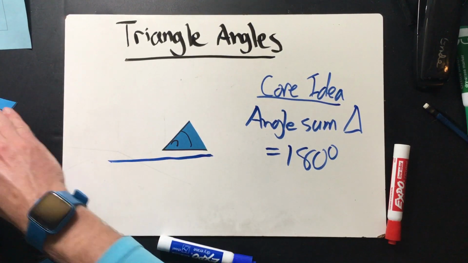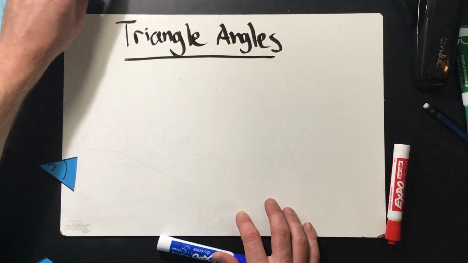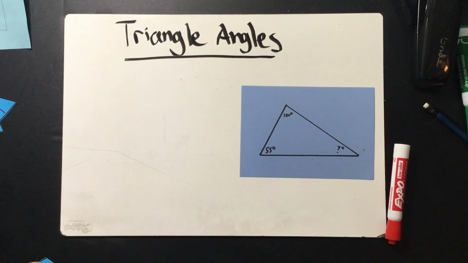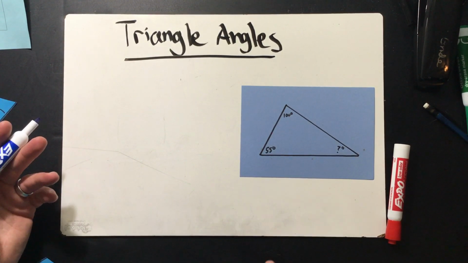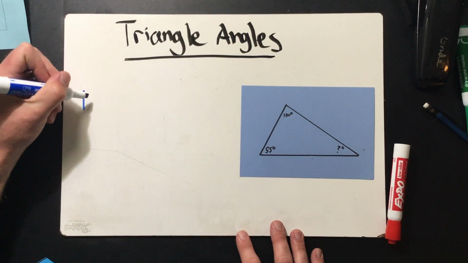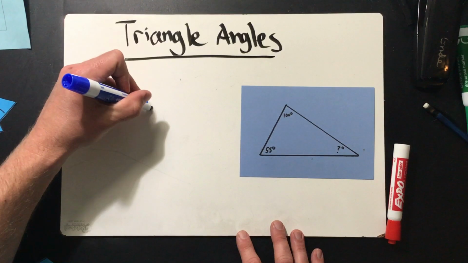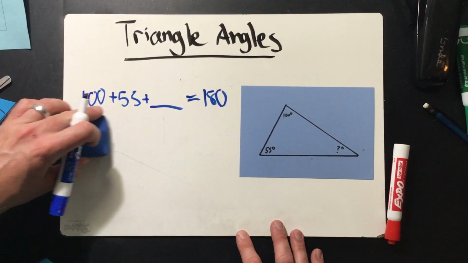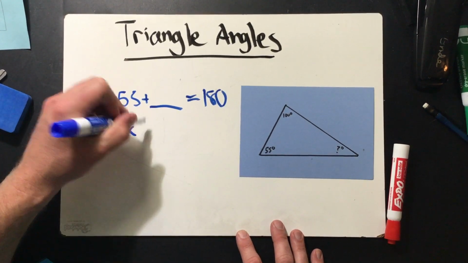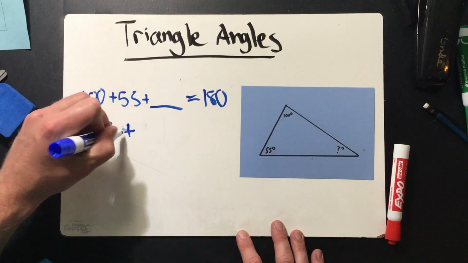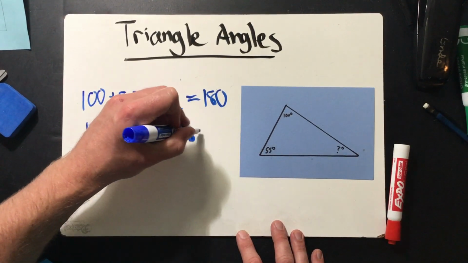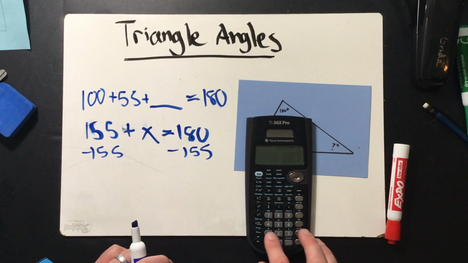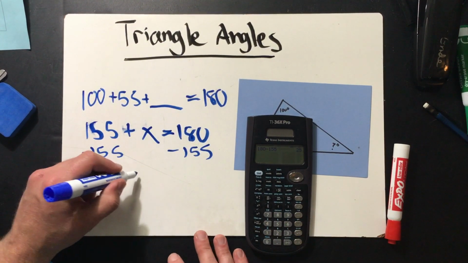For example, let me get rid of this. Let's say we need to find a missing angle on a triangle. So in this triangle right here, we're given two of the three measurements. We're told that one of them is 100 degrees, we're told another one is 55 degrees, and we have to find the third. Well, what we know is that 100 plus 55 plus this unknown one has to equal 180. So we'll have 100, plus 55 is 155, plus this unknown angle, which we'll probably just call x. Anytime we're dealing with an unknown, I like to use the variable x, is equal to 180. Subtract 155, subtract 155, and we will see that our missing angle is 25 degrees.